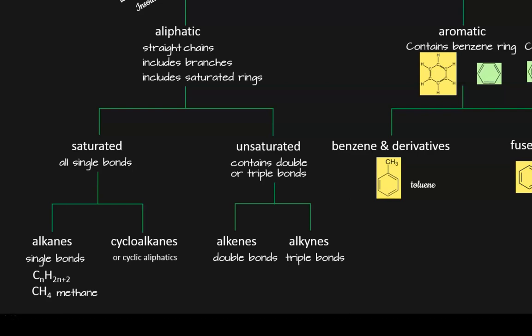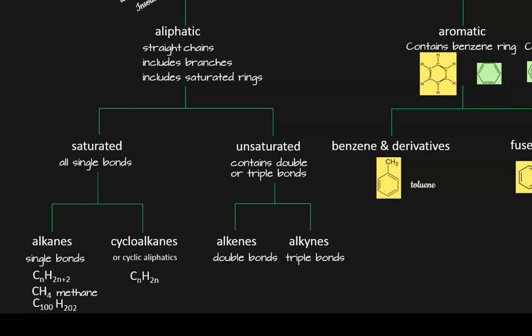If I asked you to write the formula for a hydrocarbon that has 100 carbons in it, you could easily do that by simply doubling the carbon number, so that would be 200, and adding 2 to that, making it 202, giving us C100H202.